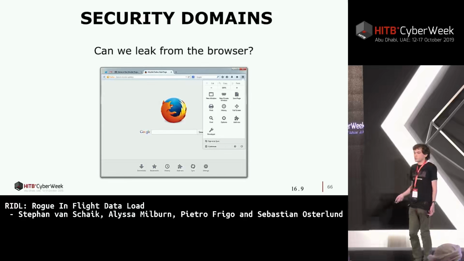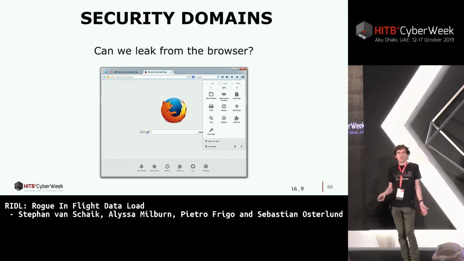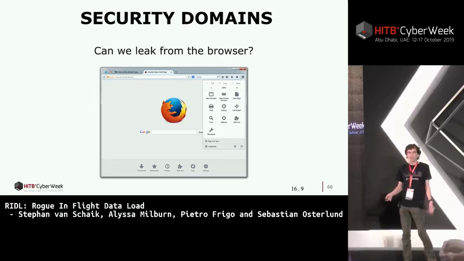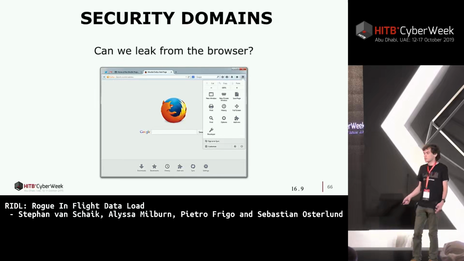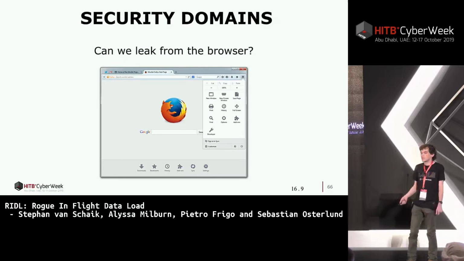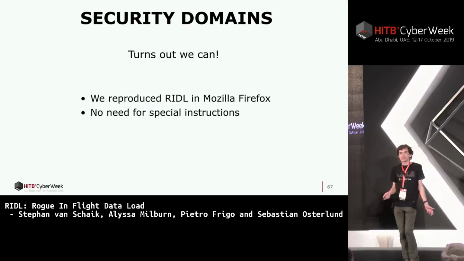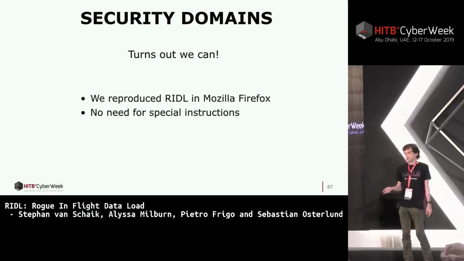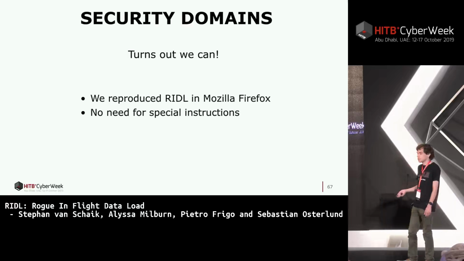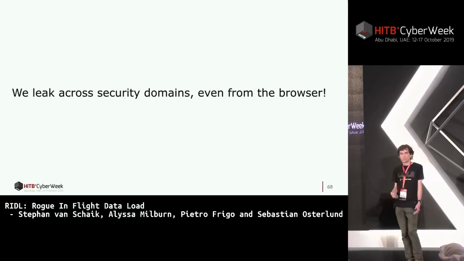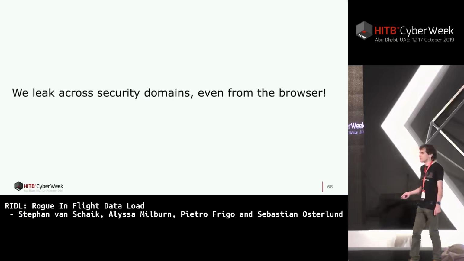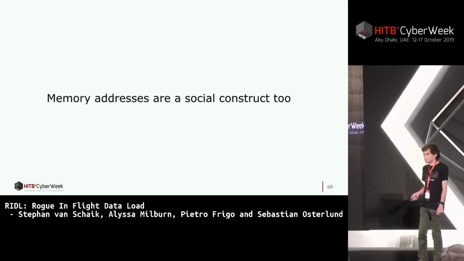And then another question we have is, like, okay, nice, you can leak from VMs, SGX, I don't care, I care more about my browser. What about my browser security? So can we actually leak from the browser? And it actually turns out we can, as we will also show later on in this talk, because we actually managed to reproduce RIDL in Mozilla Firefox, and this shows that there's no need for any special instructions to do these kind of attacks. So, conclusion for the first part here is, well, we leak across security domains, and we can even leak from the browser.